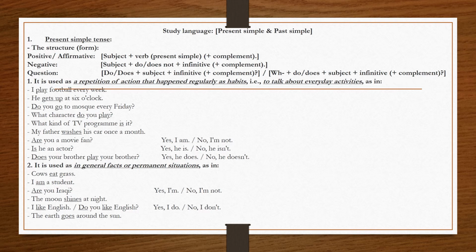Uses number 1: it is used as a repetition of action that happened regularly as habits, that's to say to talk about everyday activities. It is used استخدم كإعادة للحالة التي حدثت بشكل منتظم كعادة.